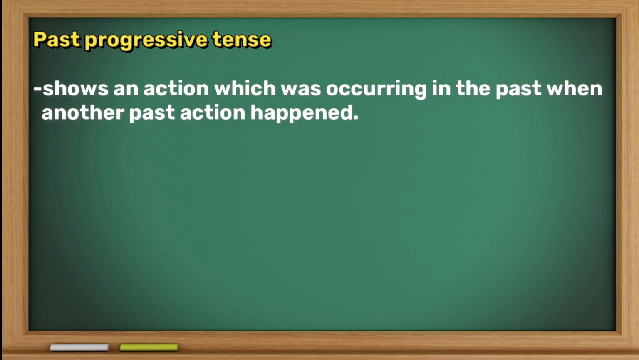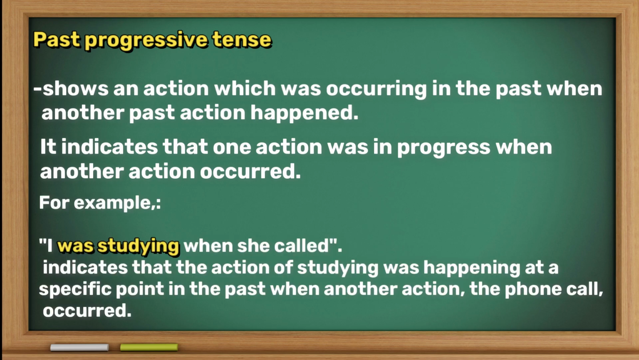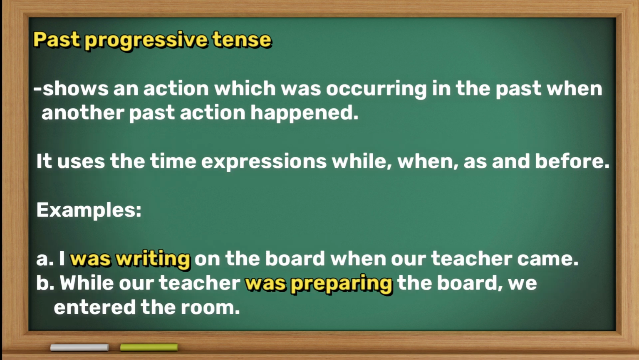The past progressive tense shows an action which was occurring in the past when another past action happened. It indicates that one action was in progress when another action occurred. For example, I was studying when she called. It indicates that the action of studying was happening at a specific point in the past when another action, the phone call, occurred. It uses the time expressions while, when, as, and before.